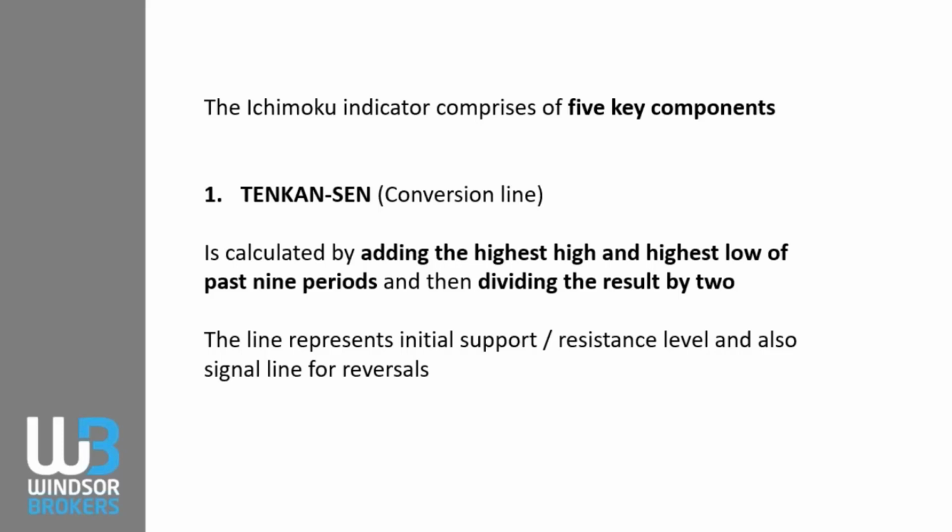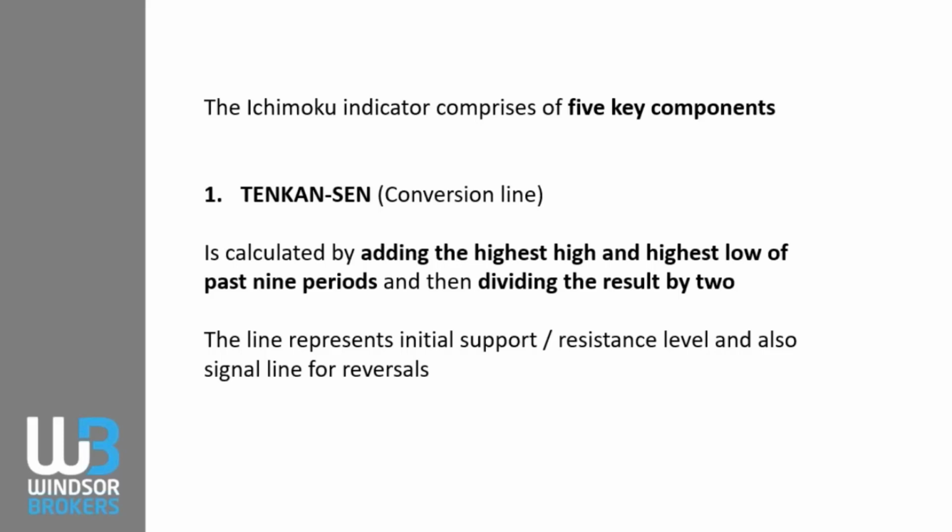On the contrary, we are going to get more information and much faster than we had initially thought. So the Tenkan-sen line basic calculation is when you add the highest high and the highest low of the past 9 periods, and then the number that you get, you divide by 2. So this is a faster moving line. It represents an initial support or resistance level, and could also signal reversals in case the price violates this line, either on the upside or on the downside.